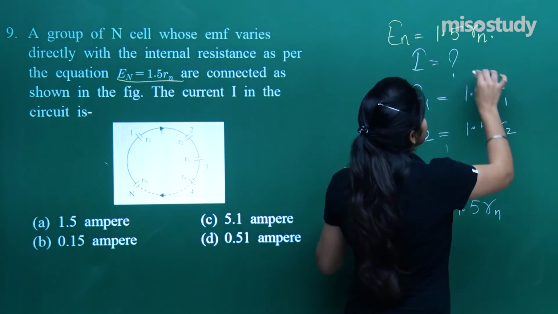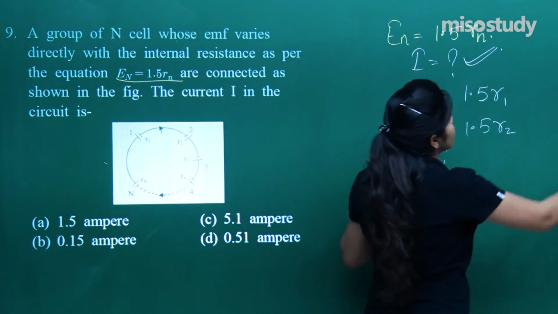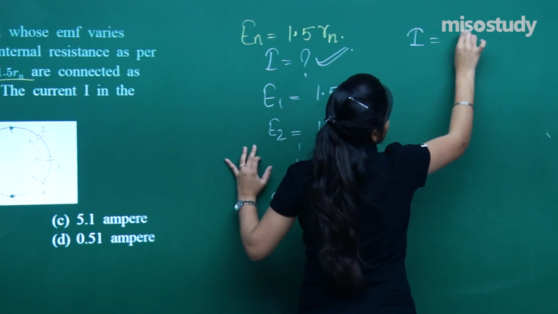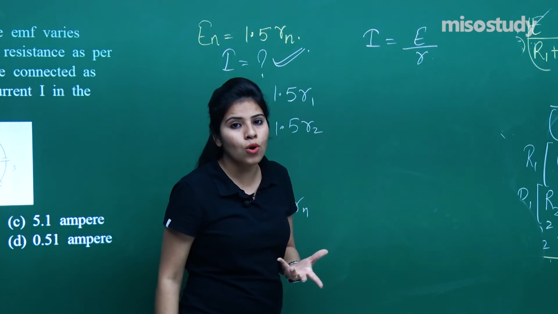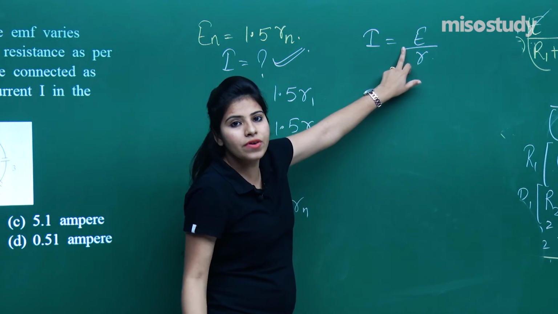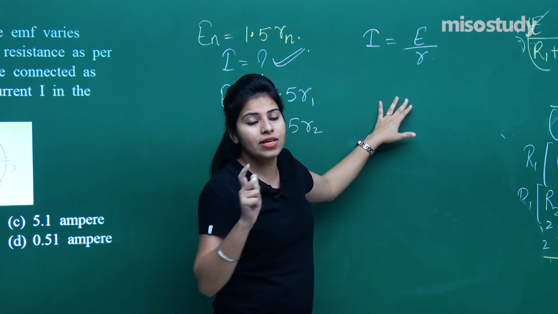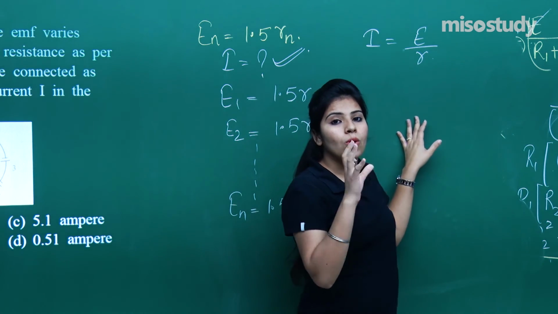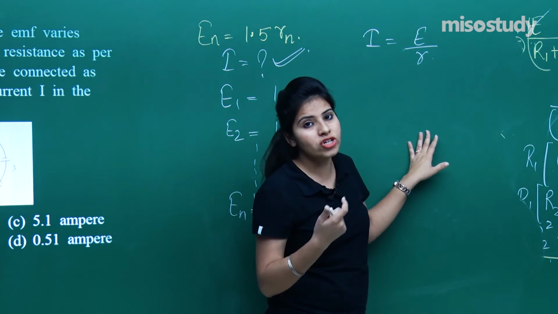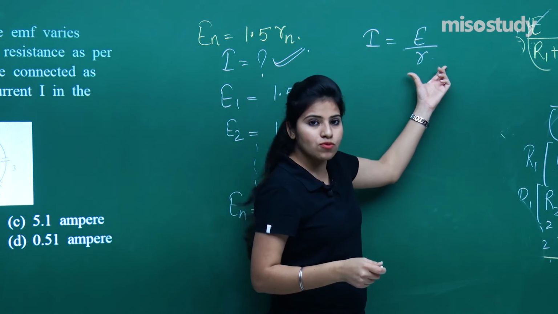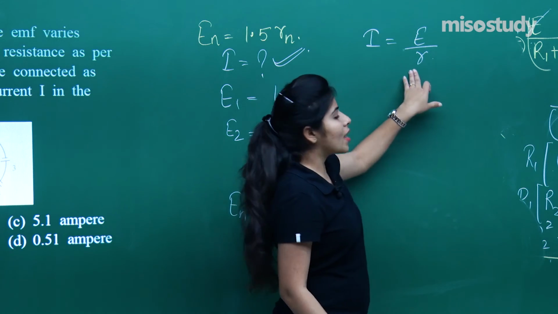Because we have to find the current, the relation between the current and EMF is I equals E upon R. This is the case of Ohm's law. You can write E as V also, I equals V by R. There is a difference between potential difference and EMF, and I have made it very clear what we mean by EMF and what we mean by potential. But here we will use this formula because we have been given the voltage in terms of EMF. So we will be writing this.